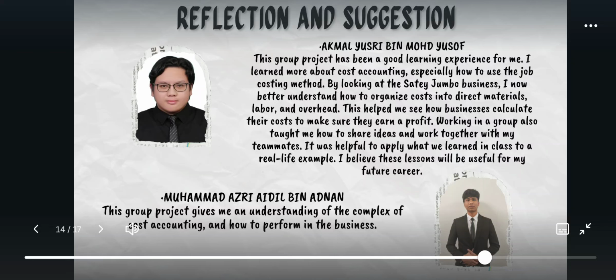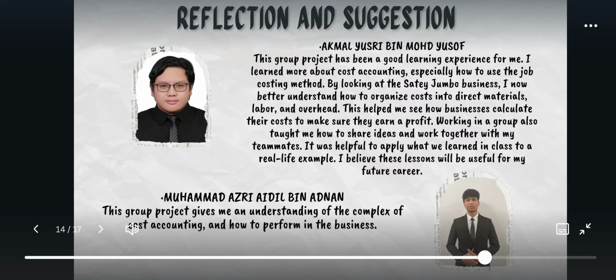Reflection and suggestion. From Akmal Yusuf bin Muhammad Yusuf, he says, this group project has been a good learning experience for me. I learned more about cost accounting, especially how to use the job costing method. By looking at the satay jumbo business, I have a better understanding of how to organize costs into direct materials, labor, and overhead. This helped me to see how businesses calculate their costs to make sure they earn a profit. Working in a group also taught me how to share ideas and work together with my teammates. It was helpful to apply what we learned in class to a real-life example. I believe this lesson will be useful for my future.